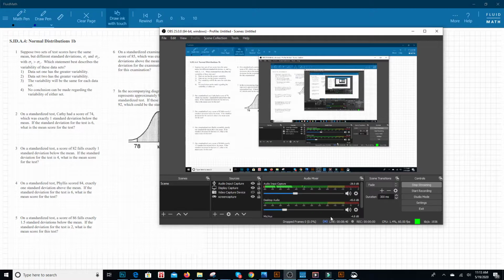So just in case, question number one says: suppose two sets of test scores have the same mean but different standard deviations, sigma 1 and sigma 2, where sigma 2 is greater than sigma 1. Which statement best describes the variability of these data sets? That one would be, the data set 2 has the greater variability, obviously, since it has the greatest standard deviation. Right, there's a direct correlation.